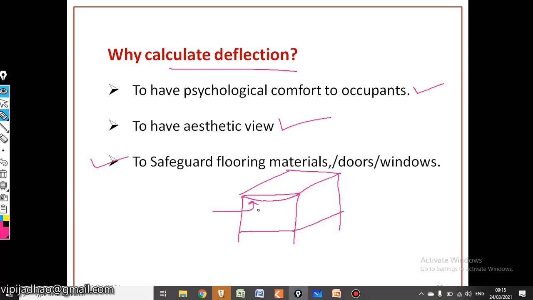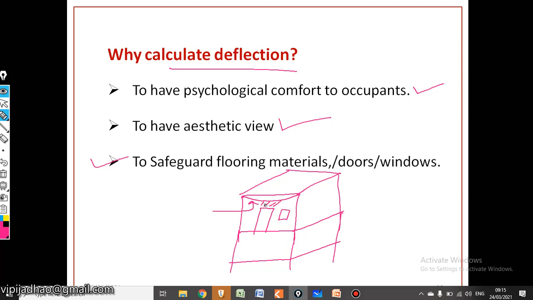let us consider we are having some two-story building like this. And if there is a large deflection like this, there will be some doors here, some windows will be there. Due to this large deflection, what will happen?